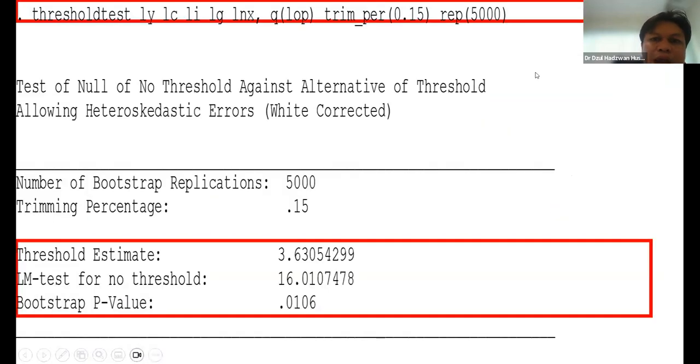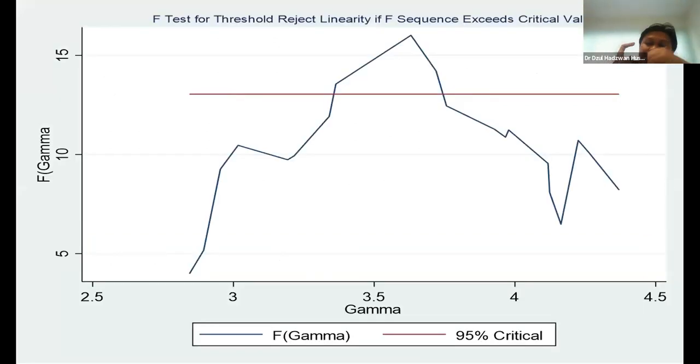After that, you will have this. As I told you just now, we can identify whether we have a threshold effect or nonlinear effect in our model through this statistical number, or we can illustrate it in a graph. In this case, we are very sure that our model has only one threshold, because the graph here is tangent with the red line once only, not twice.